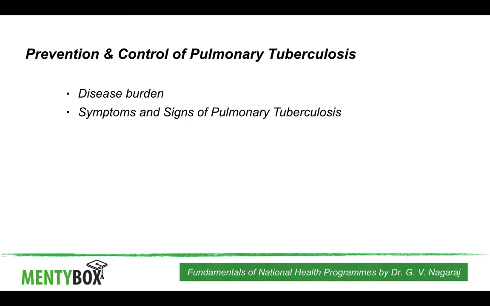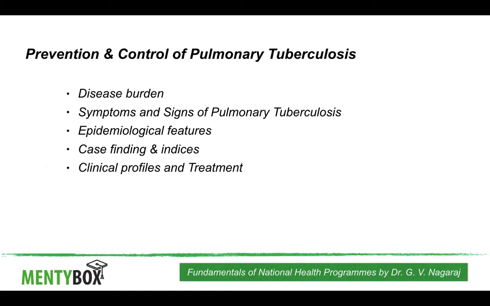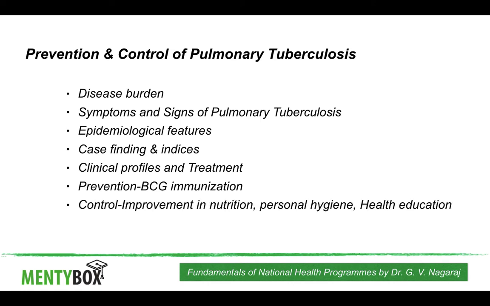pulmonary tuberculosis. We have to know disease burden, symptoms and signs of pulmonary tuberculosis, epidemiological features, case finding and indices, clinical profiles and treatment, prevention by BCG immunization, control, improvement in nutrition, personal hygiene, health education. And what are our national goals and targets under the national health policy?